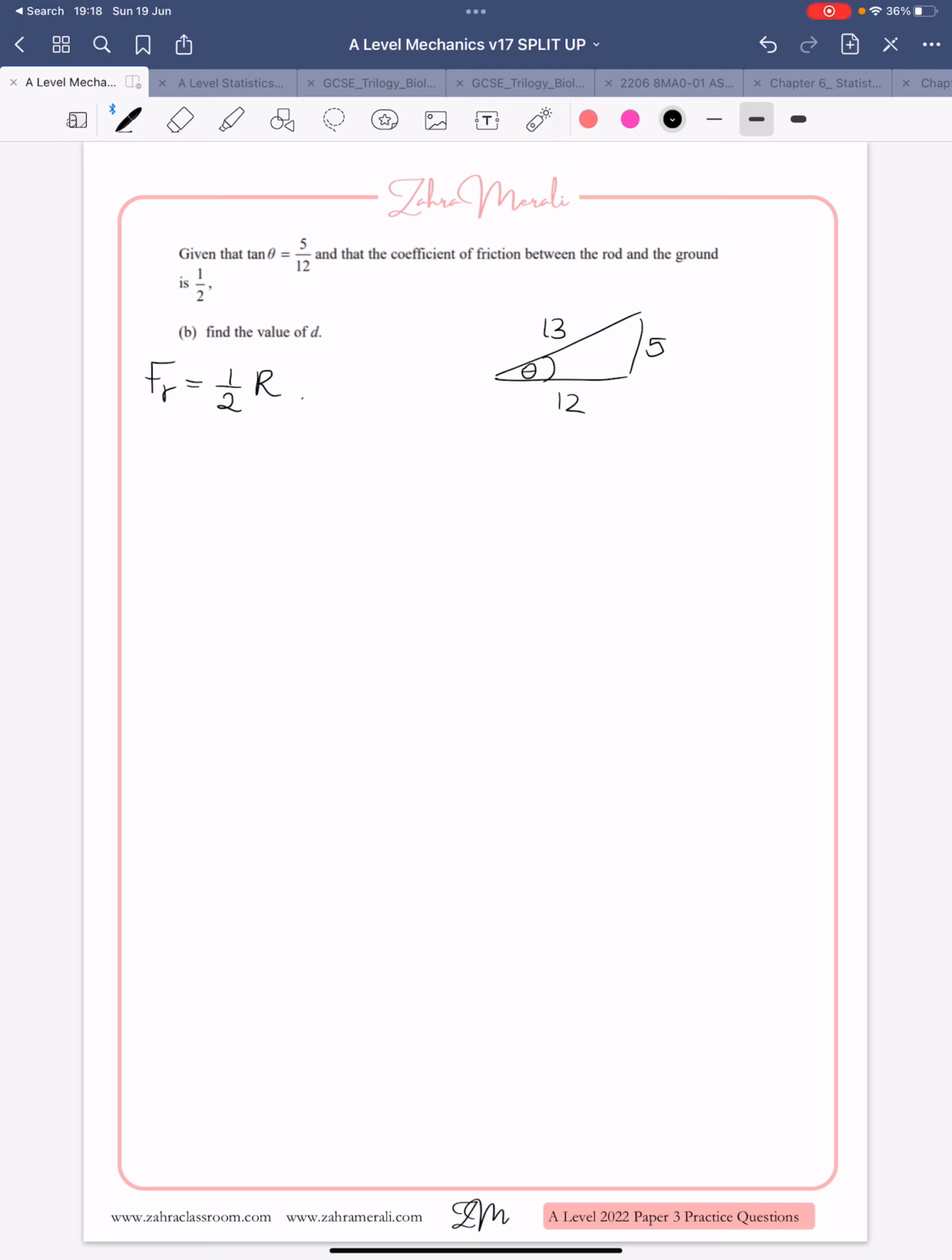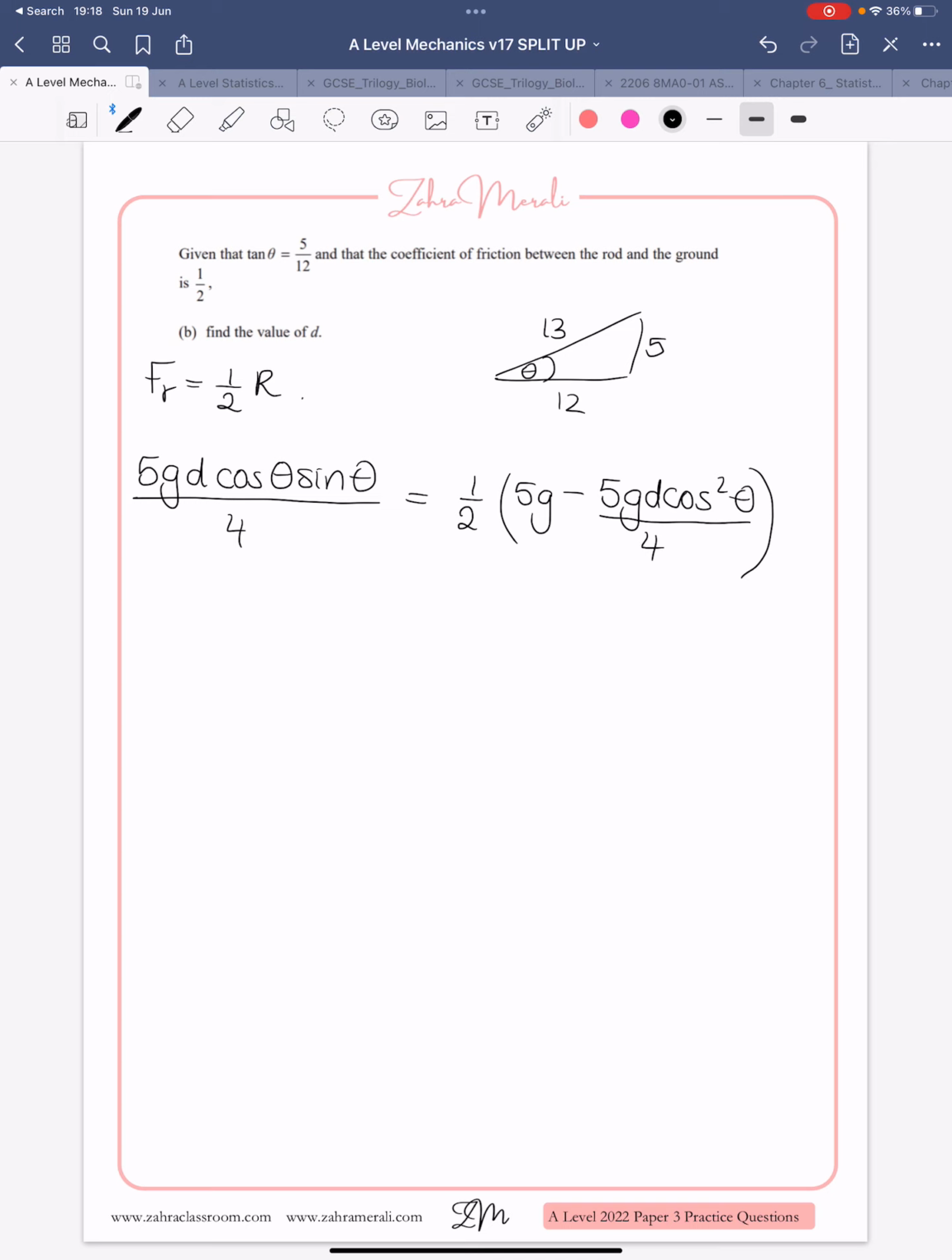We have expressions for everything now. So we already have an expression for FR. This is what we did before. So we have 5G d cos theta sine theta divided by 4. We have R, which we worked out to be 5G minus 5G d cos squared theta over 4. And now we want to rearrange this for d, but let's see what we can cancel out.